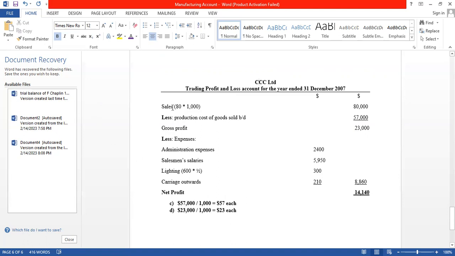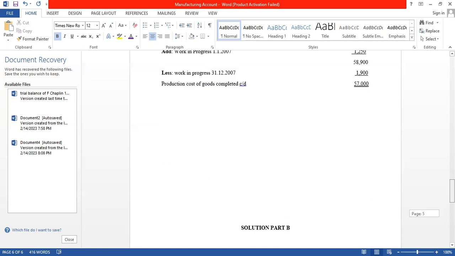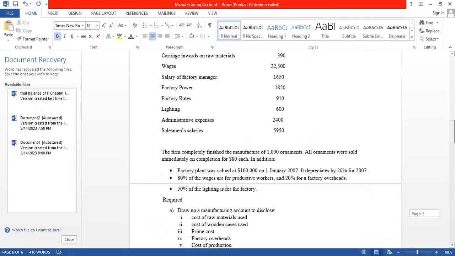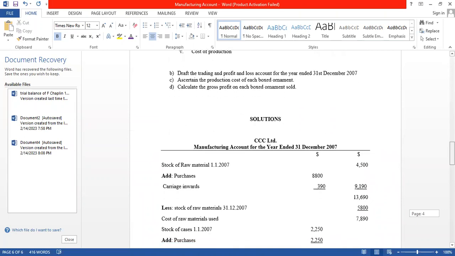So sales is 80 times 1,000, which gives you $80,000. Again, production cost of goods sold brought down is $57,000. How did we get this $80,000 for sales? Scroll back up to the question. I should take my time. Sales.